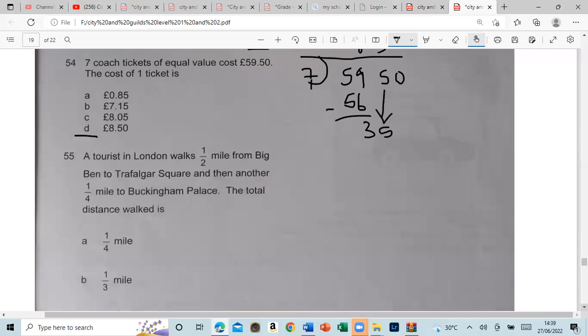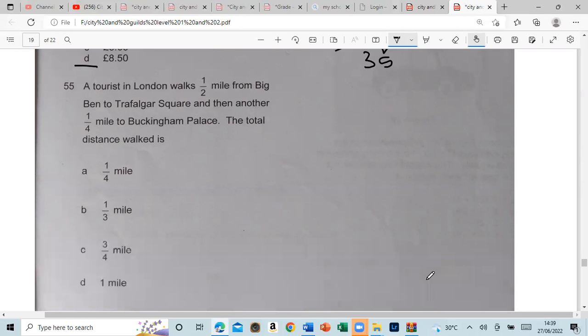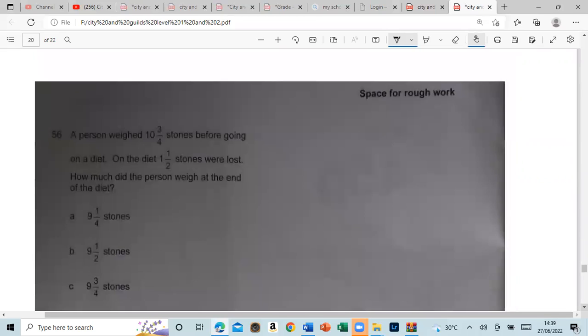Almost finished. A tourist in London walks half mile from Big Ben to Trafalgar Square and then quarter mile to Buckingham Palace. Total distance walked is a half and a quarter, 3 quarter. You know that guys. Half and a quarter, 3 quarter. A person weighed 10 and 3 quarter stones before going on a diet. On the diet, 1.5 stones were lost. How much did the person lose in the diet?